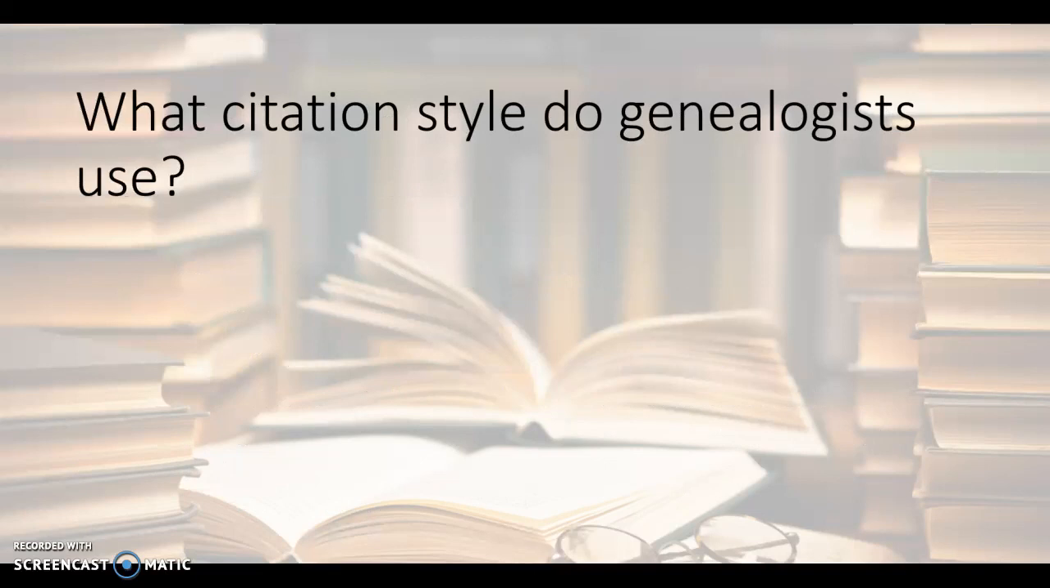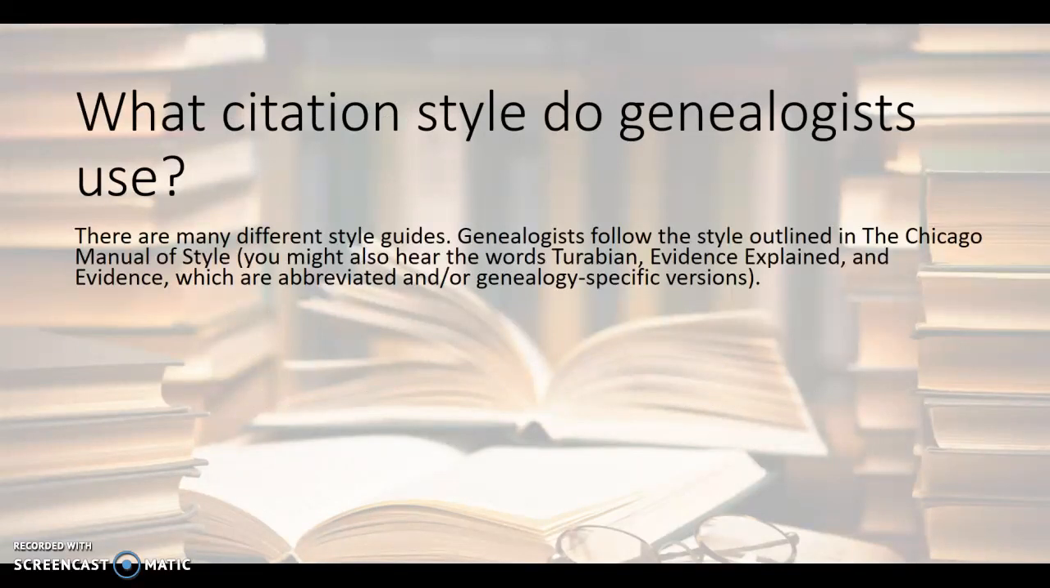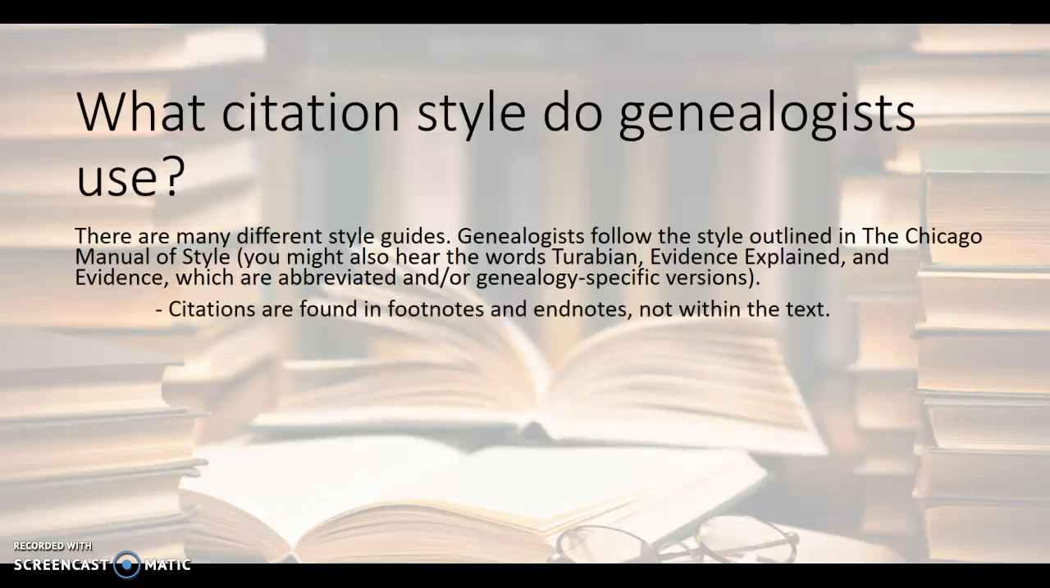Okay, so what citation style do genealogists use? There are several different style guides. We follow the style outlined in the Chicago Manual of Style. You'll also hear Turabian, maybe that's an abbreviated version. You might hear Evidence Explained and Evidence, and those are genealogy-specific versions. So citations are found in footnotes and endnotes, not within the text.